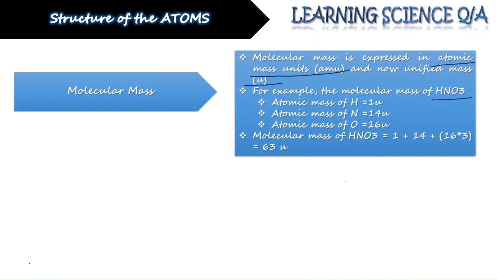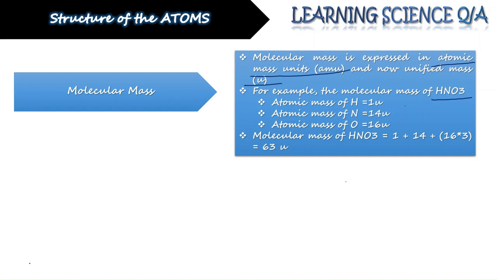Now next, coming to the last topic of the chapter, molecular mass. Molecular mass was earlier expressed in atomic mass unit and is now expressed as unified mass, represented as u. For example, to calculate the molecular mass of HNO3, the individual atomic masses of the elements combining to form the HNO3 molecule will be added.